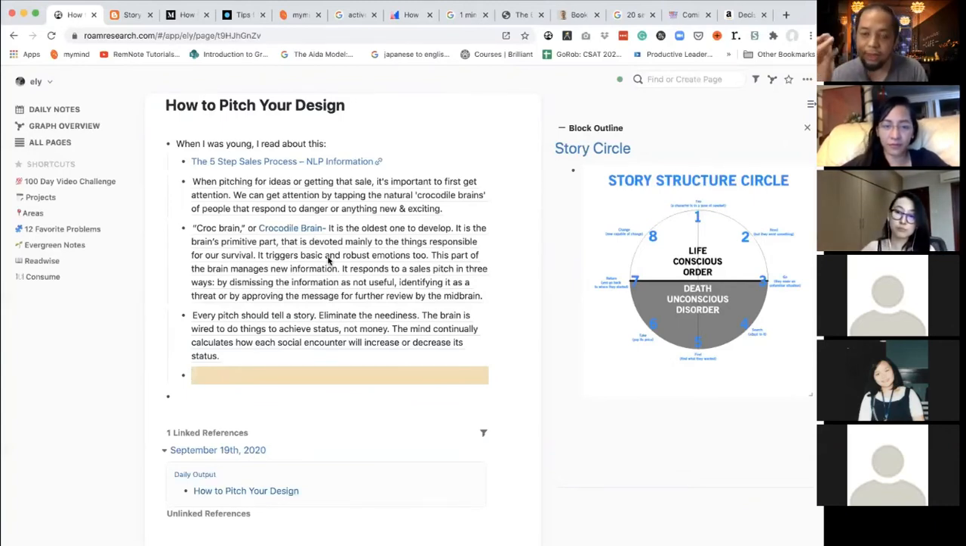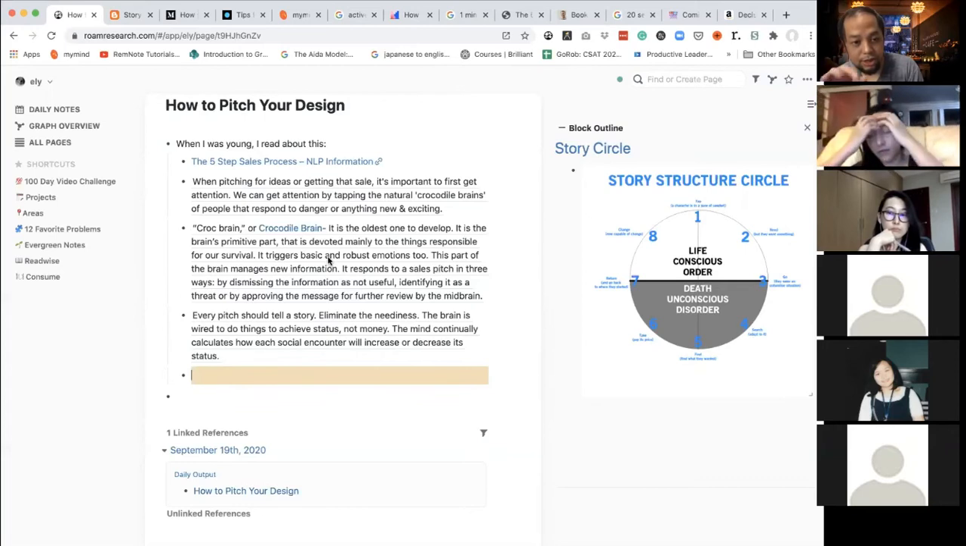Psychologically, people are trained. We have a part of our brain called the crocodile brain, the most primitive part. It's our flight or fight response. This part of the brain manages new information. It responds to a sales pitch in 3 ways. You dismiss it, not useful. You identify it as a threat, it's dangerous, or you approve the message and pass it on for further review by the midbrain. It's a nice concept, the crocodile brain.